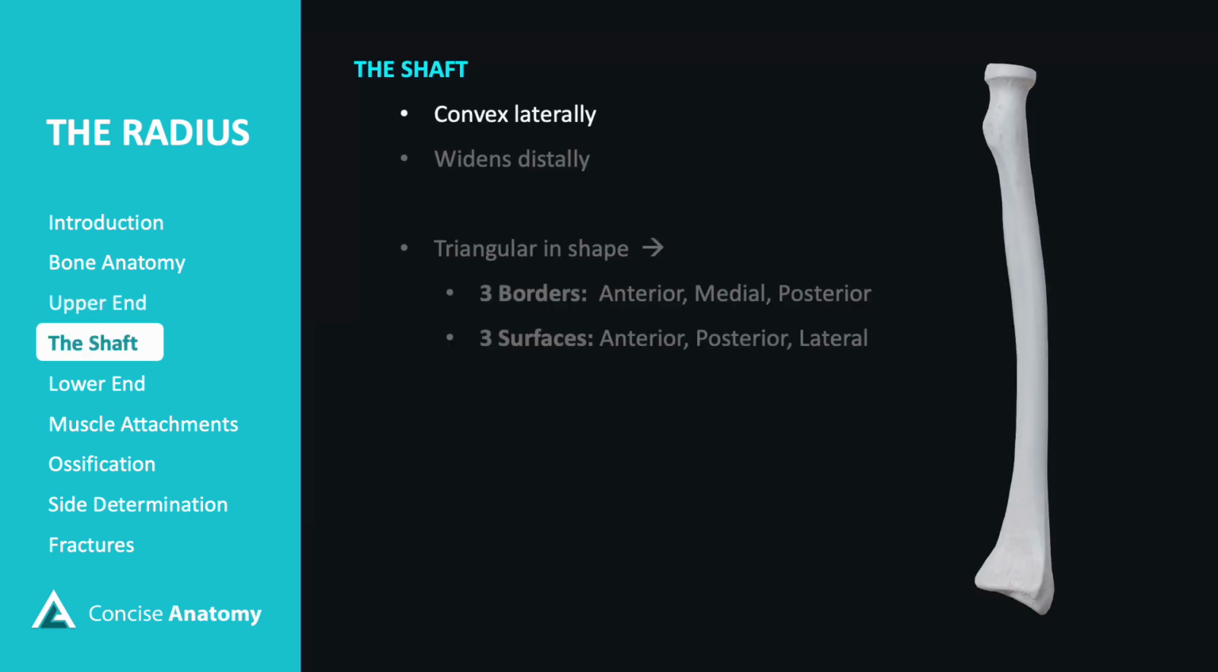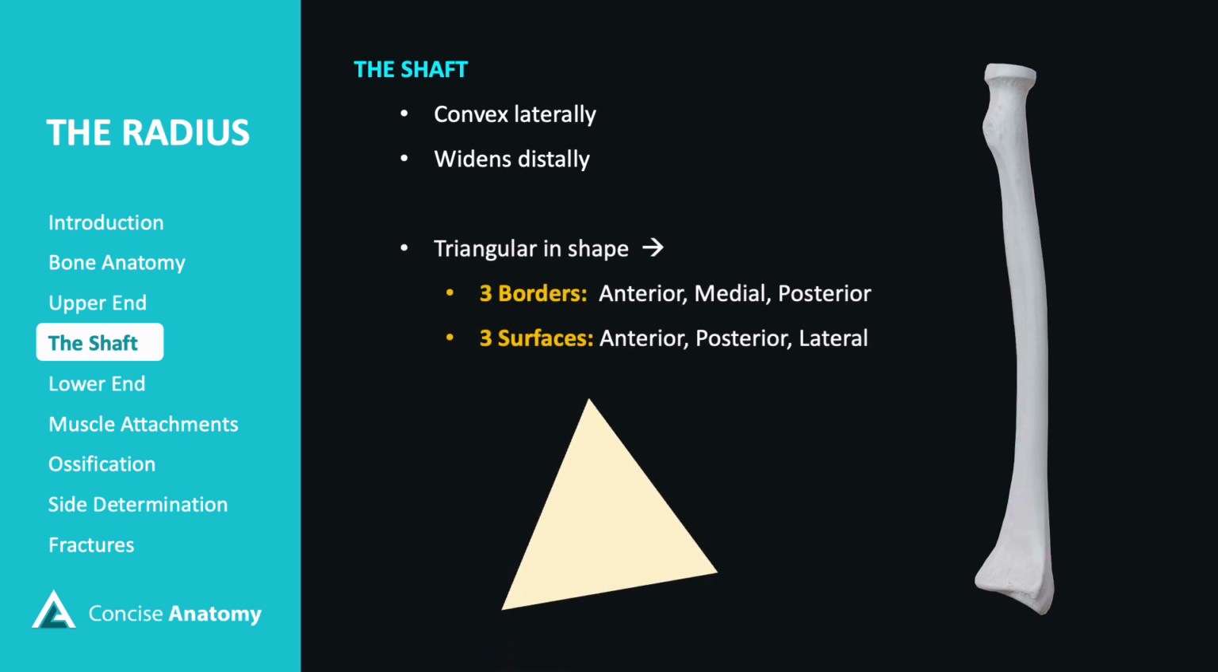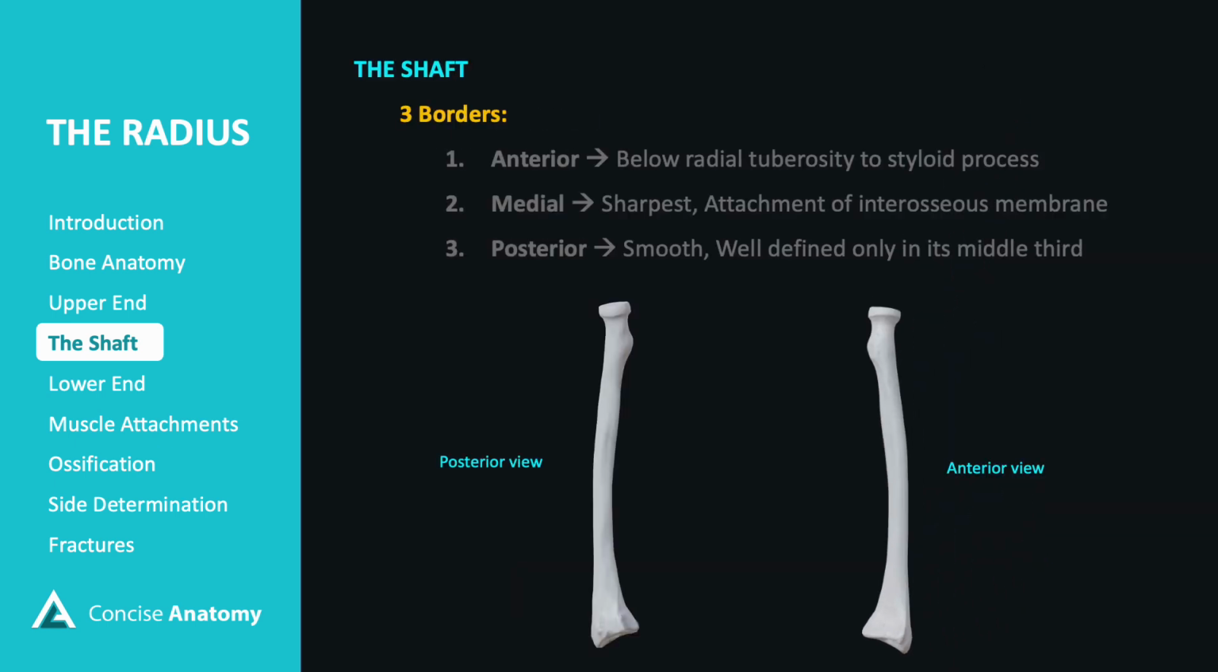The shaft of the radius is convex laterally, widens distally, and is triangular in shape, featuring 3 borders and 3 surfaces. The 3 borders of the radius are: anterior border extends from below the radial tuberosity to the styloid process. Its medial border is the sharpest border, serving as the attachment for the interosseous membrane. And the posterior border is smooth and well-defined only in the middle third of the shaft.